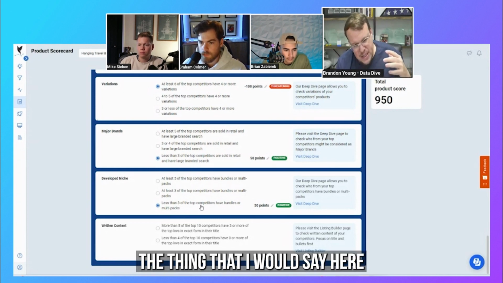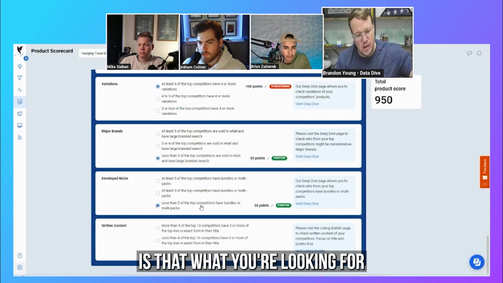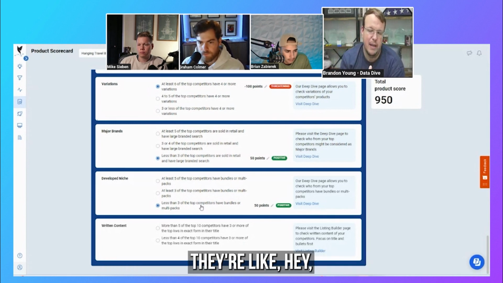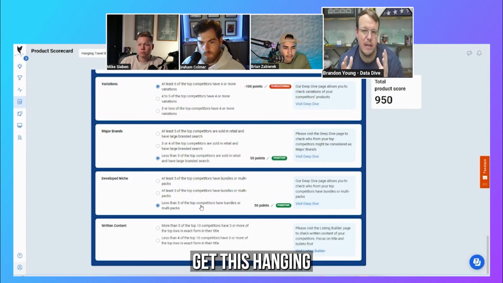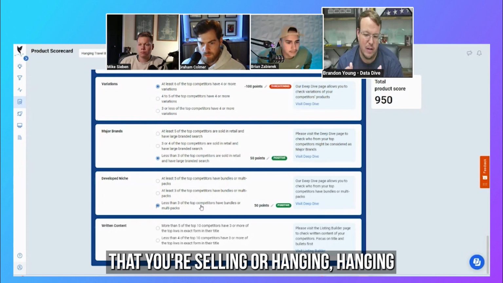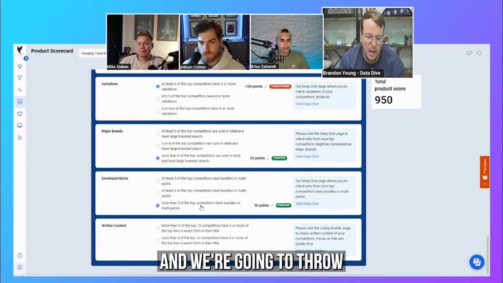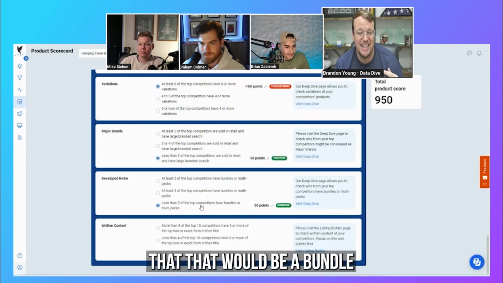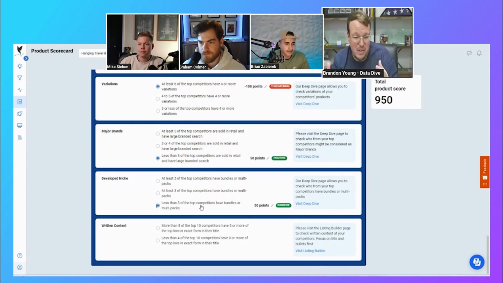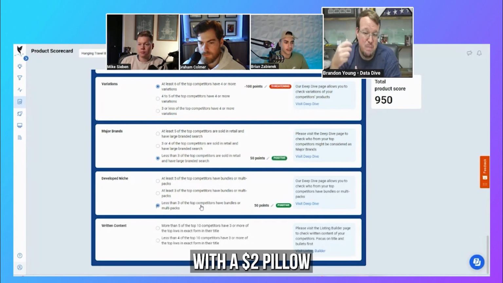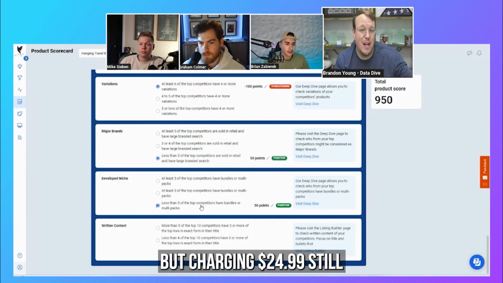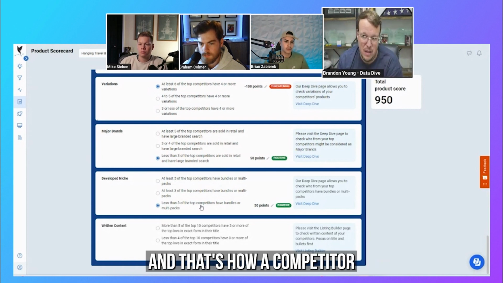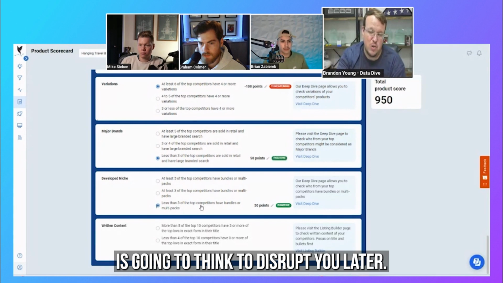The thing that I would say here is that what you're looking for are going to be products where people add something for free. They're like, hey, get this hanging toiletry bag, or hanging organizer, and we're going to throw in this neck pillow, right? Yeah. That would be a bundle where people are adding value with a $2 pillow, but charging $24.99 still, and now people are happy about that. That's how you disrupt yourself, and that's how a competitor is going to think to disrupt you later.